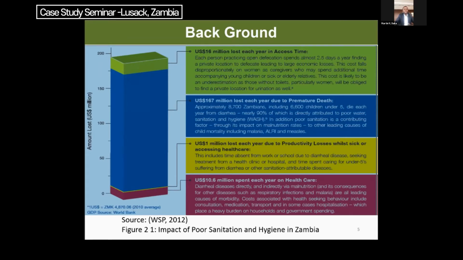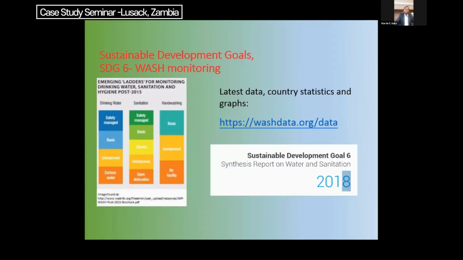Statistics also show that about $1 million is lost each year due to productivity losses while people are sick or accessing health care. This leads us further to $10.6 million being spent each year on health care. So the statistics as presented in the slide give us more of a background to where we're coming from and where we are as a country. Next slide, please.